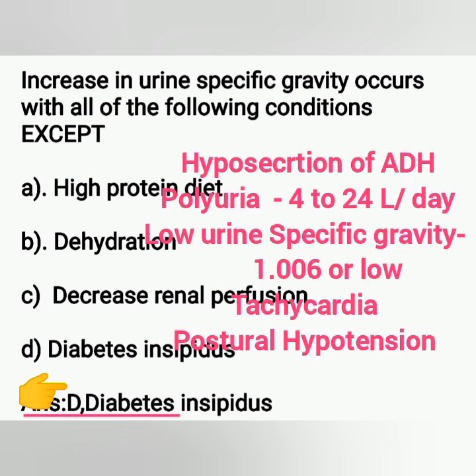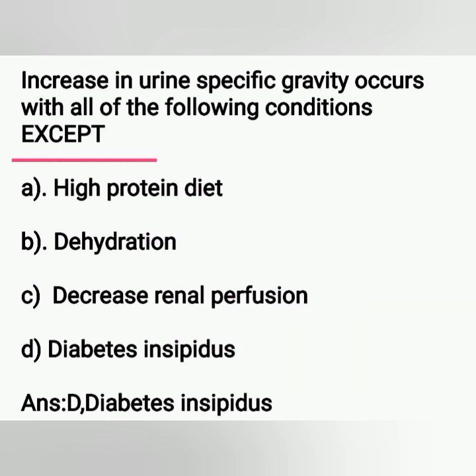In case of diabetes insipidus, the patient may experience polyuria. Polyuria means 4 to 24 liters of urine per day. Diabetes insipidus occurs due to hyposecretion of ADH hormone. Also the patient may experience polyuria and low specific gravity of urine. Low specific gravity means it goes to 1.006 or lower. And the patient may have tachycardia and postural hypotension. It is mainly due to excessive urination without rehydration. If the patient is not getting water properly, there may be a chance of postural hypotension. Here the correct answer is option D, diabetes insipidus.